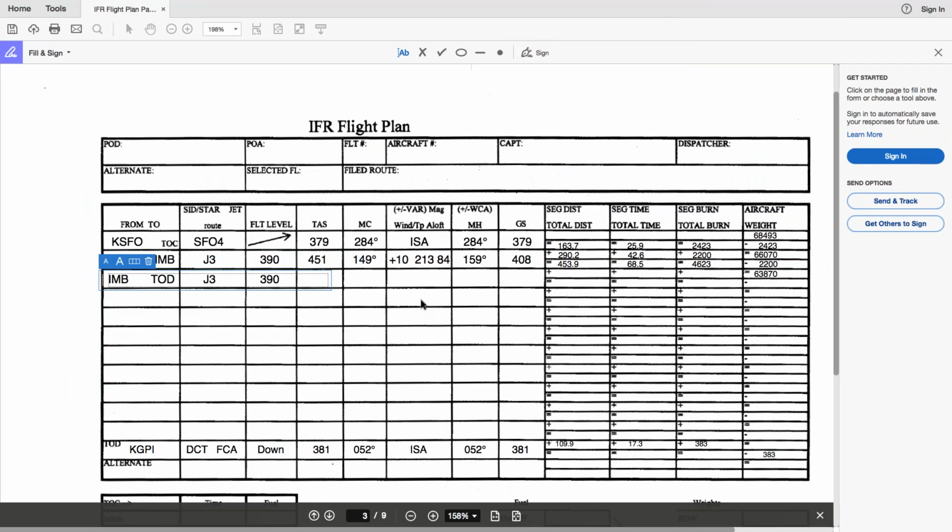So that's what we're going to put there. So 451 was our true airspeed. 29 degrees, 029 is our heading. Once again, we're using the plus 10 chart. Our winds that we figured out here were 200 degrees at 87 knots.